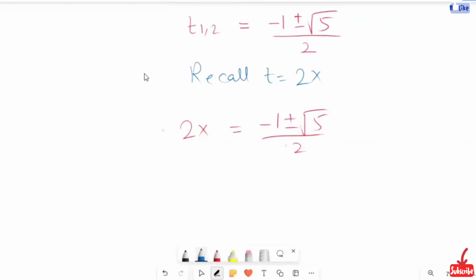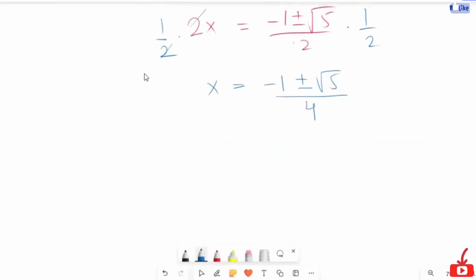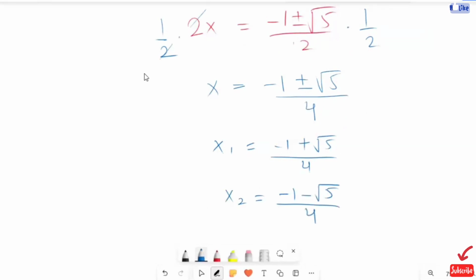Now here I am going to multiply both sides by 1 over 2. So here this 2 gets cancelled, so the remaining expression we have is minus 1 plus or minus root 5, and this I am going to multiply, so over 4. So here we got the x1 value, that is minus 1 plus root 5 over 4, and x2 is minus 1 minus root 5 over 4. So this is our final answer.